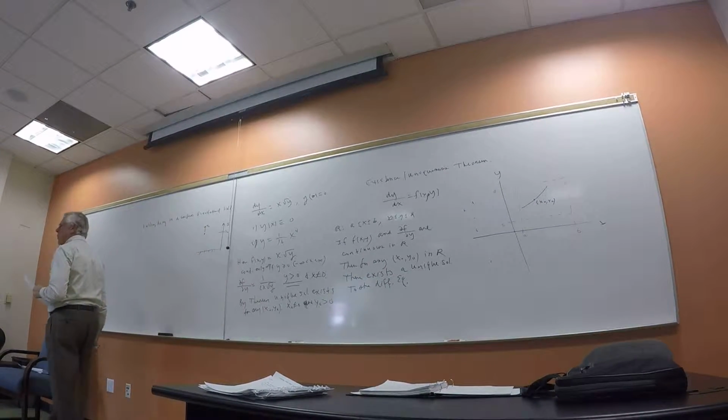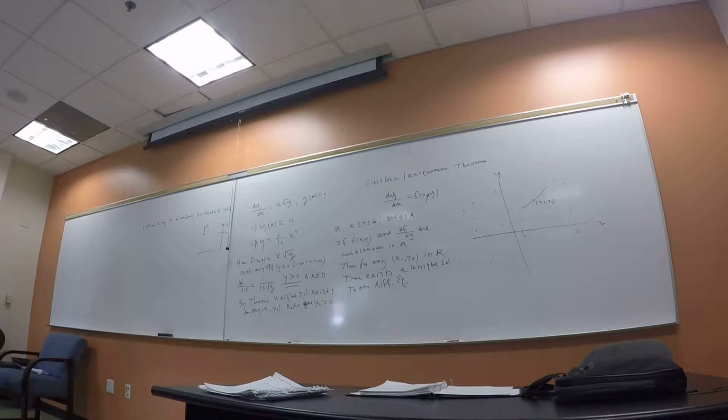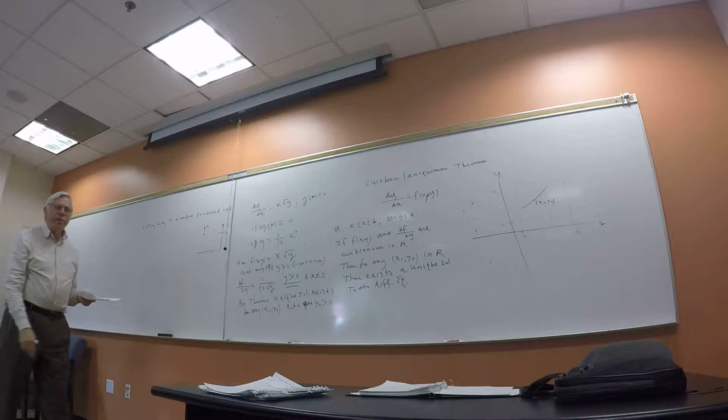We know what's happening. Depending on how big V naught is, it's going to climb and climb and climb. Finally, it has 0 velocity, that's the maximum height. Then it'll come back towards the ground. So what's the governing equation?